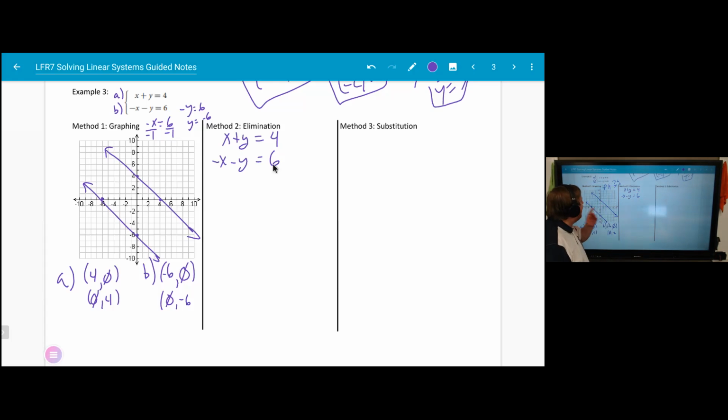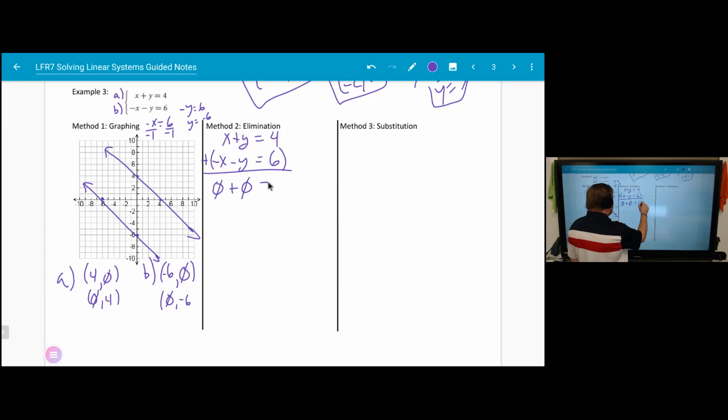Well, what if I added these together? Let me try to eliminate x. I've got a positive x and a negative x. If I added x plus negative x, I get 0. That would eliminate these. I'm going to add these equations together. x plus negative x is 0. y plus negative y is 0. Interesting. And 4 plus 6 is 10. I get 0 equals 10.